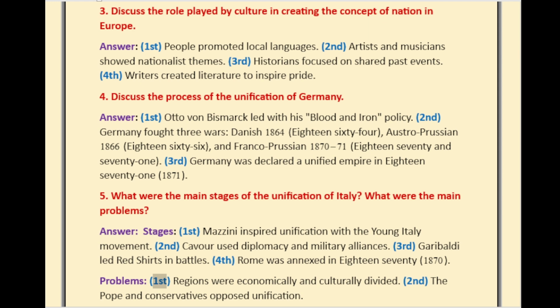Problems. First, regions were economically and culturally divided. Second, the Pope and conservatives opposed unification.